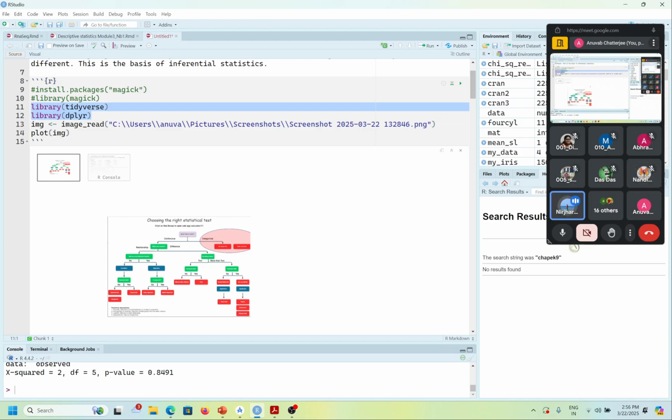Yes. There seems to be a conflict for me for some reason. Where is the conflict? Yes, I'm checking that. When I run library tidyverse, it just says use the conflicted package to force all conflicts to become errors. Can I paste the message to you in the chat? You can share your screen and show me. That will be easier. Okay, so just a sec.